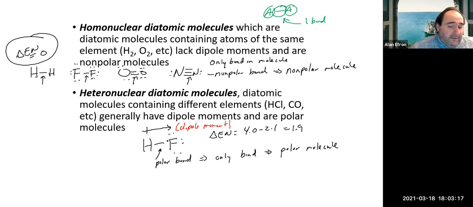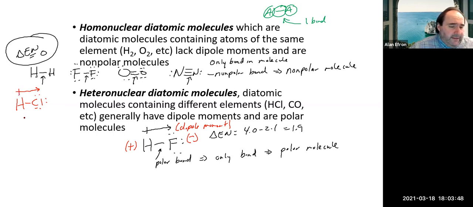And again, basically what that means is if we were looking at HF as a whole, the fluorine side would be more negative. The hydrogen side would be more positive in that case. Same thing if we looked at something like HCl. Again, if we did the difference in electronegativity, I won't say off the top of my head what it is, but we will get a polar bond where chlorine is more electronegative than hydrogen.